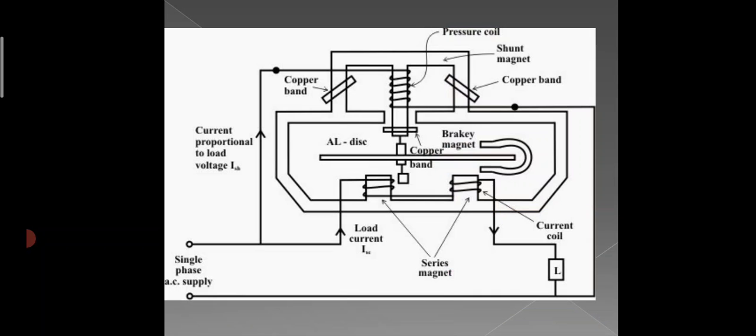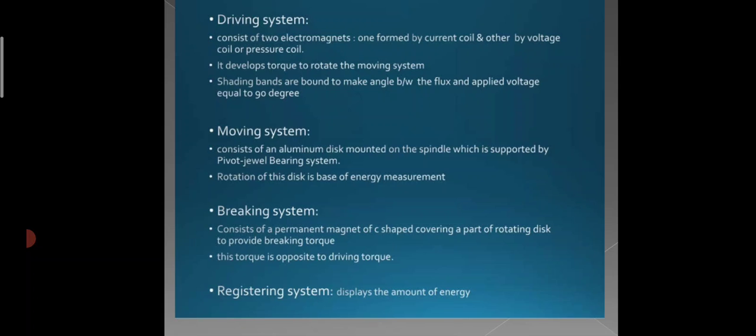Here we see that this is a shading band. The shading band is used to make the angle between the flux and applied voltage equal to 90 degrees. Next we go for the moving system.